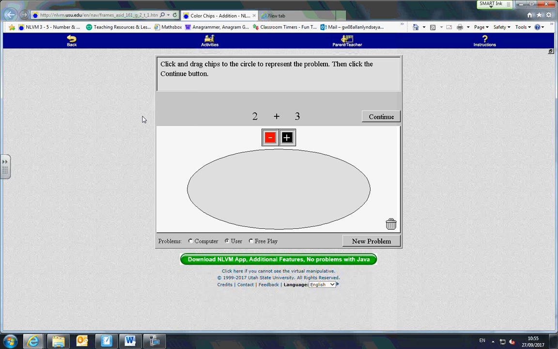Going to look at adding integers. I've got a really easy one to start off with, and we're going to use integer tiles to represent our calculation. So we have 2 positive tiles to represent positive 2, and 3 positive tiles to represent our positive 3. So altogether we've got 2 plus 3, and that gives us 5.